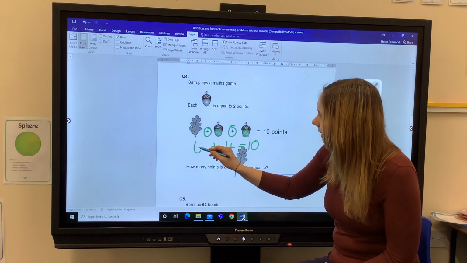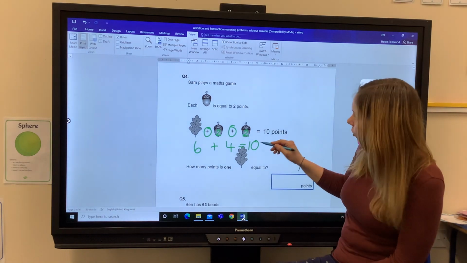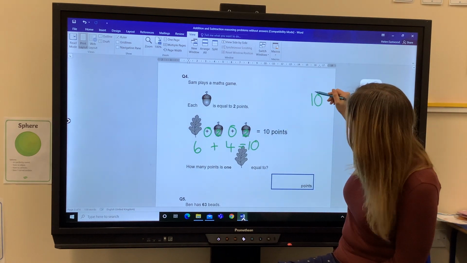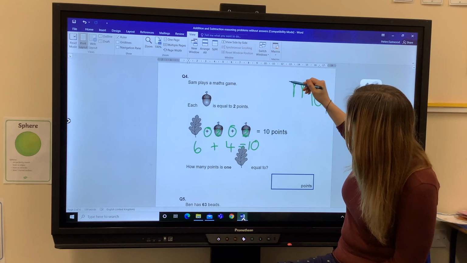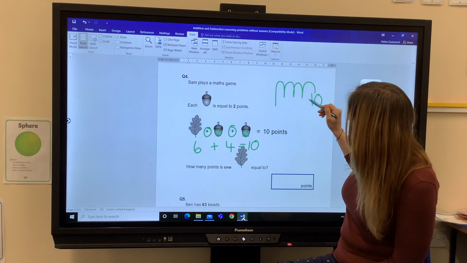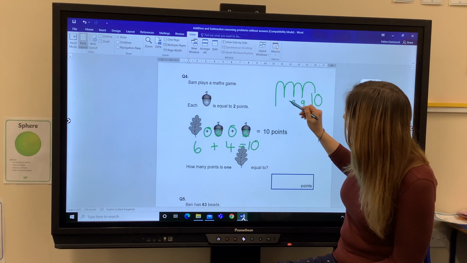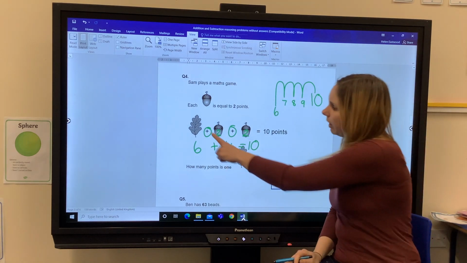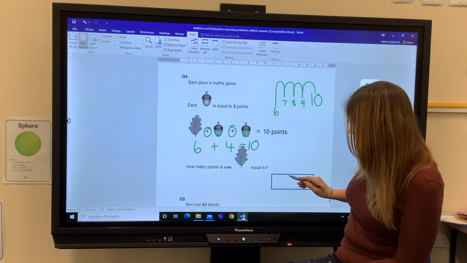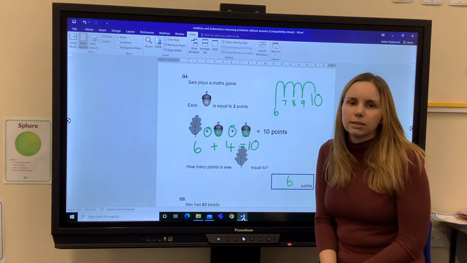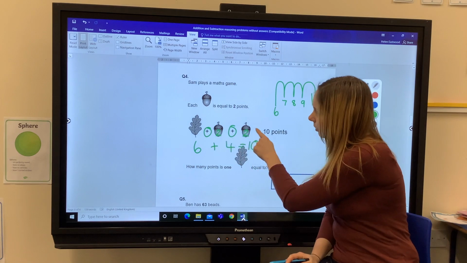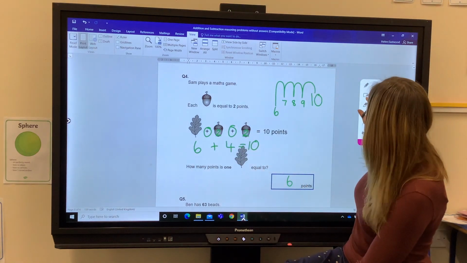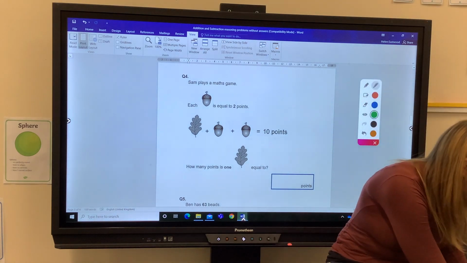Hopefully you've said 6. If you were unsure, you may have put 10 on your number line, made 4 jumps back, 1, 2, 3, 4, and that would be 9, 8, 7, 6. So I know that a leaf is worth 6 points. And I found it really helpful to write the number where the picture was so I could understand it a little bit more. Let's move down.